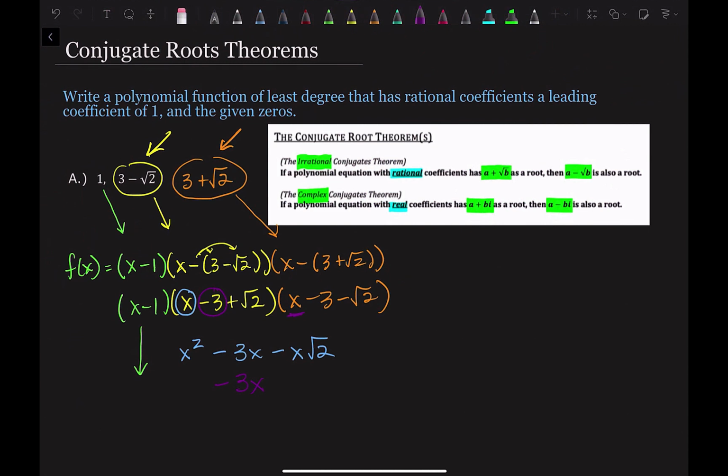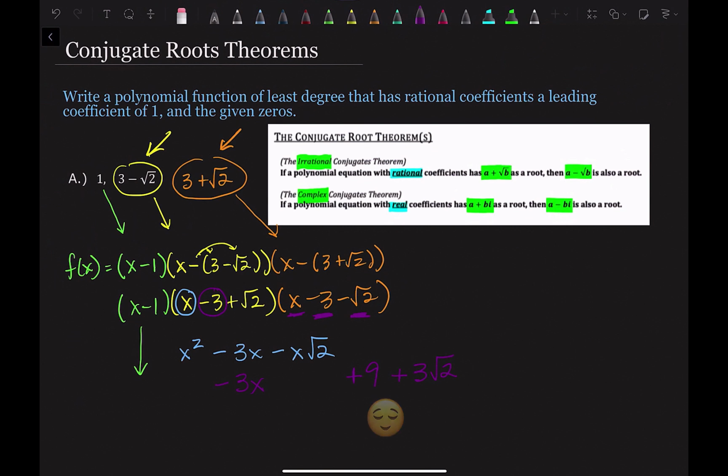So continuing on, negative 3 times negative 3 is going to be a negative 9. I'll put it in a new column because I don't have any other constants yet. And then negative 3 times negative root 2 will be positive 3 root 2. Negative times negative makes positive, which means also that my 9 should probably have been positive in the first place.